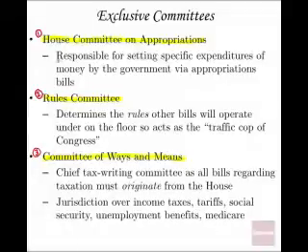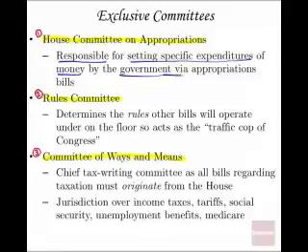Well, the Committee on Appropriations is responsible for setting specific expenditures of money by the government via appropriations bills. So, specifically earmarking where the money goes, appropriating the money.